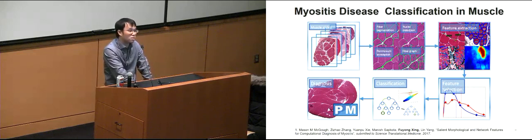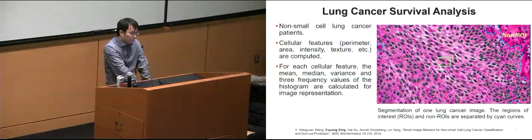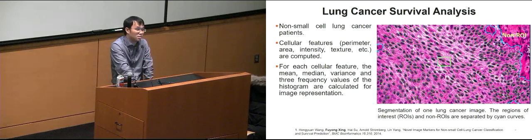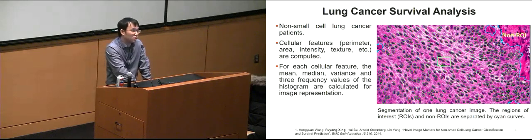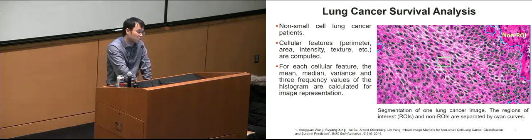Another application is lung cancer survival analysis. This is the last application we'll talk about today. Based on the image quantification, such as detection and segmentation, we can quantify all the biomarkers, such as the cellular features: the perimeter, area, intensity, or size, all kinds of features you can calculate. Then, based on these features, you can calculate the mean, standard deviation or other statistical features, as well as the histogram, and concatenate all these features into a final single feature vector to represent the entire image data for each patient. Then we can do the survival analysis.